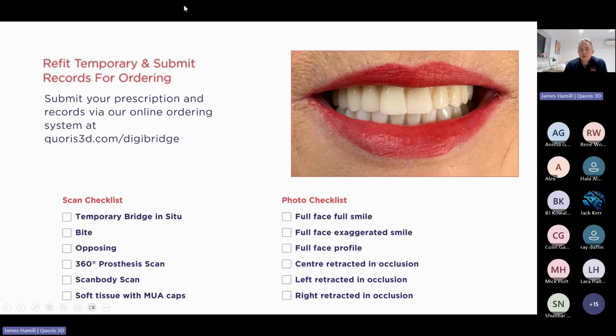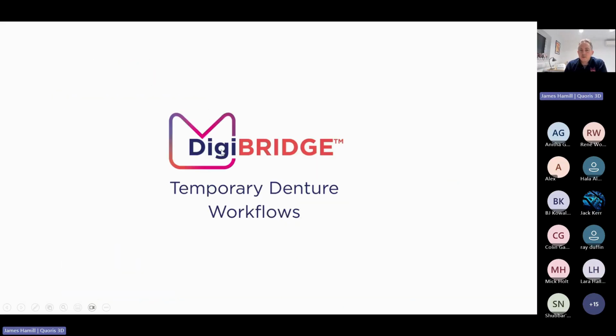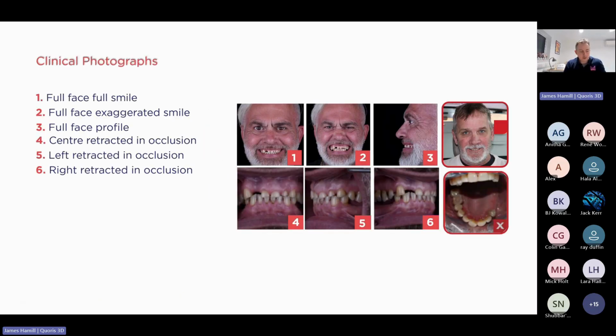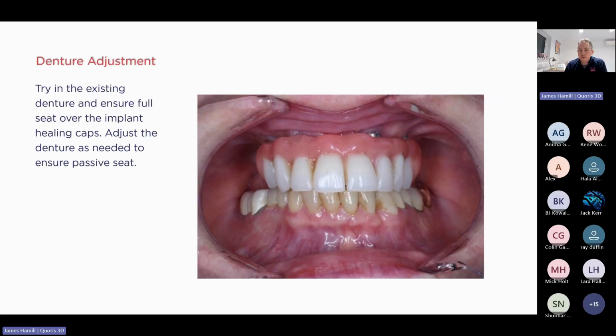All right. So we've also created for you a checklist, which has your 6 iOS scans and your 6 photographs, which you can tick off, and then you can order via the website, which again, I'll show you in a little minute. So that's the workflow for a temporary bridge. You now have to have a workflow for a removable. So again, 6 photographs at the start, exactly the same, don't change.